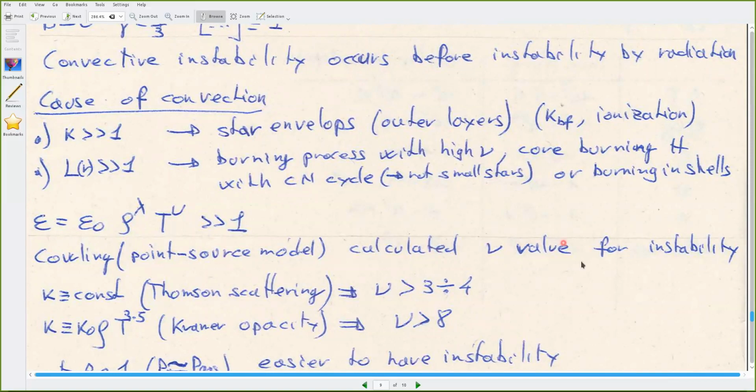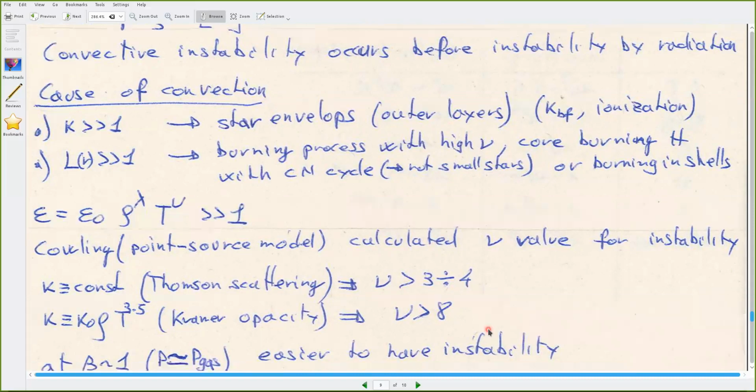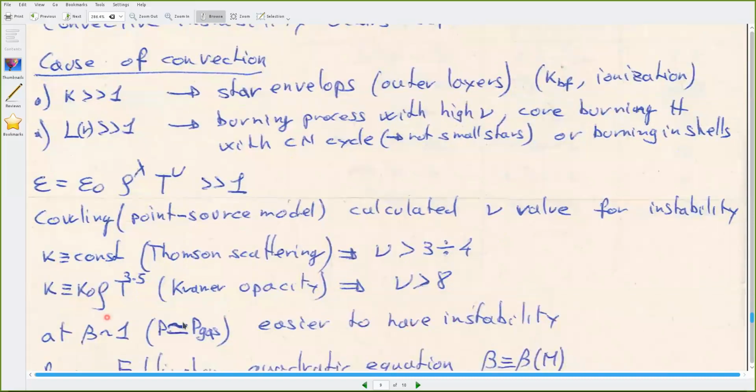Calculating the new value for the instability, we see that if you consider the opacity that is almost constant, Thomson scattering, electron scattering, that nu must be 3 or 4. Or with the Kramers opacity, the nu must be greater than 8. These are typical values, actually. This can be also proton-proton, but nu greater than 8 is perfect for the CN cycle and helium burning and all the others.